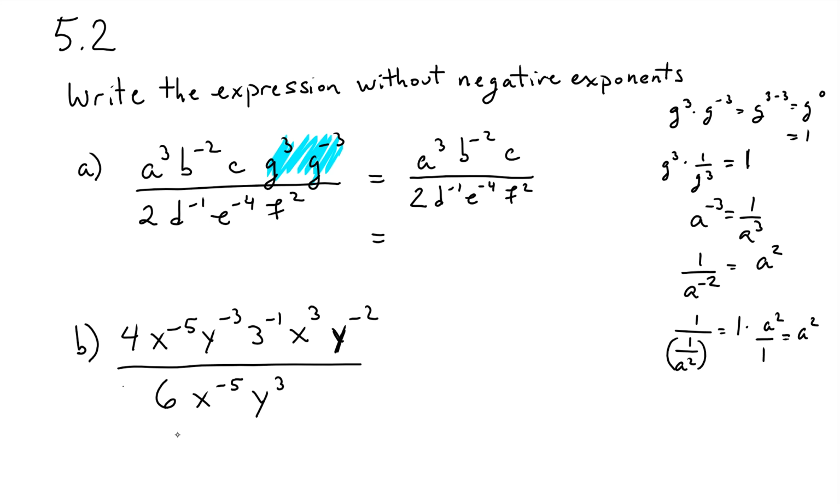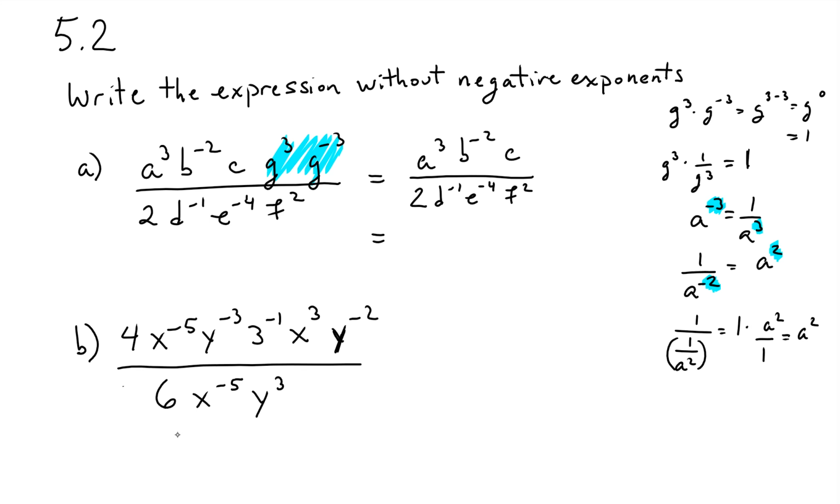What I want you to remember here is that if you've got a negative exponent in the numerator and you bring it down, it becomes positive. If you've got a negative exponent in the denominator and you bring it up, it becomes positive. So the sign changes as things move from the numerator to the denominator. I'm going to do this repeatedly.